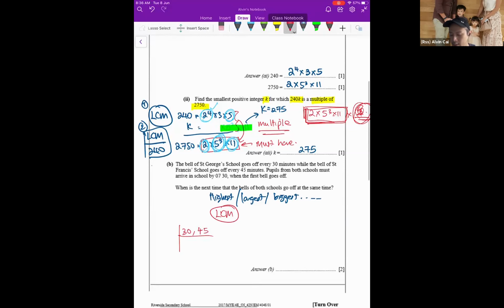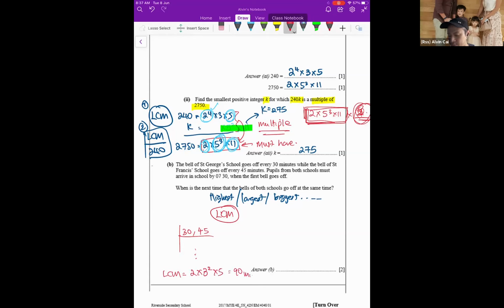Then we can find out that the LCM of these two will be equal to 2 times 3 squared times 5, which is 90 minutes. So after we found the LCM, 90 minutes, all we need to do is just add up the time. Then after that we add 90 minutes, and that will give us 0900. Then that will be the answer.